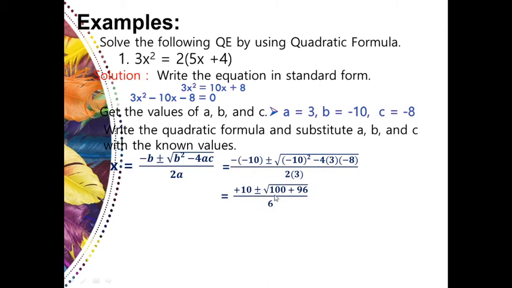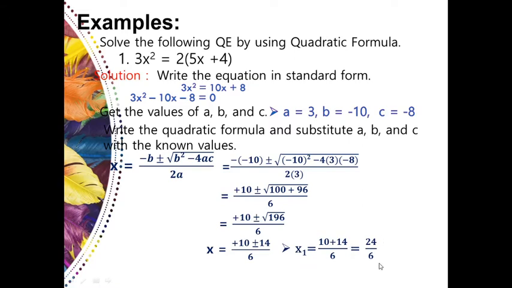So we have positive 10 plus and minus the square root of 100 plus 96 over 6. Simplifying further, we have 10 plus and minus 14 over 6. So next is for us to separate the double sign for us to solve for the value of x. So the first value of x, we are going to take into consideration the plus sign, then followed by the negative sign. So x of 1 is 10 plus 14, divide by 6.